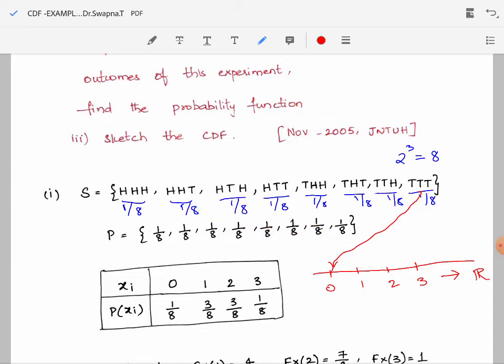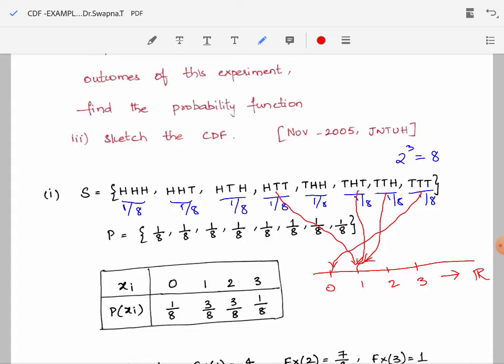Yeah, first the number of heads 0. So we have only one outcome, TTT, with number of heads 0. And next, number of heads 1. We have HTT, THT and TTH.